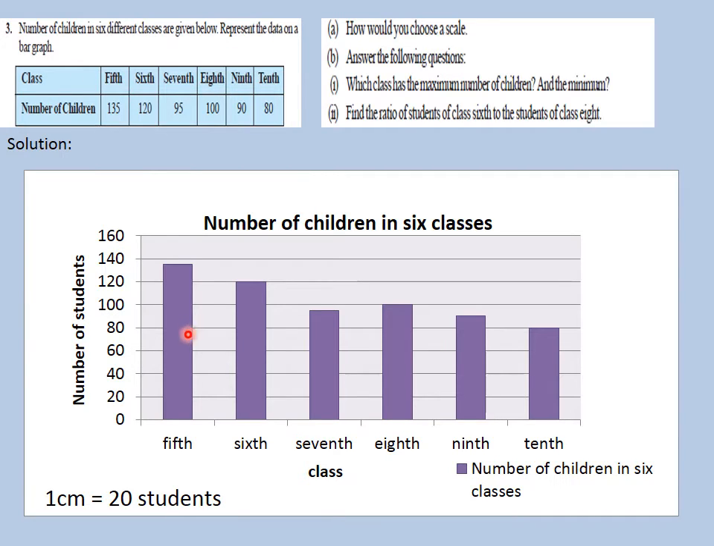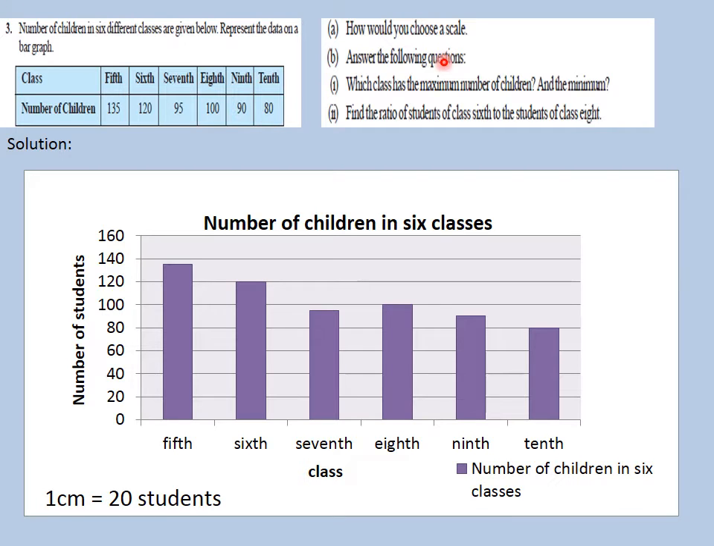So this kind of graph is called a bar graph. Which classes are given? 5th, 6th, 7th, 8th, 9th, 10th. In 5th class we have 135 students. In 6th class we have 120 students. In 7th class we have 95 students. In 8th class we have 100 students. In 9th class we have 90 students. In 10th class we have 80 students.